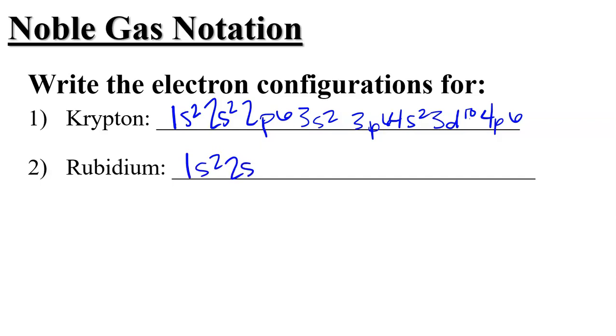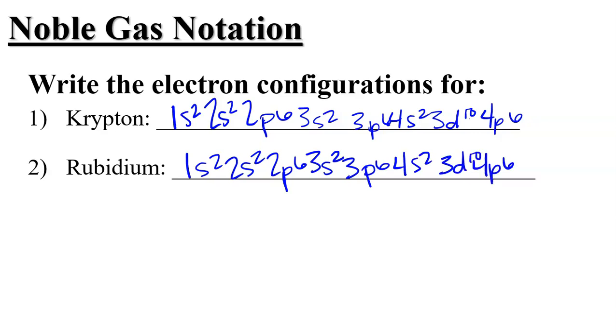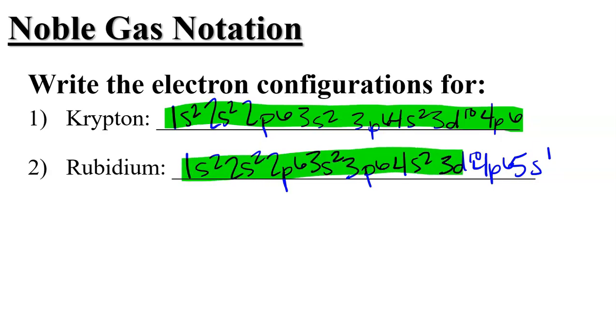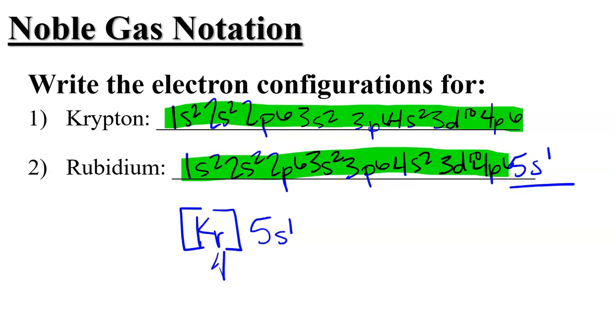In rubidium, 1s2, 2s2, 2p6, 3s2, 3p6, 4s2, 3d10, and 4p6, 5s1. Notice from here to here, these two are actually identical. So what we can do is draw the symbol for krypton in brackets and write 5s1, because you're adding rubidium's extra step to what krypton already is, because it's the same thing.